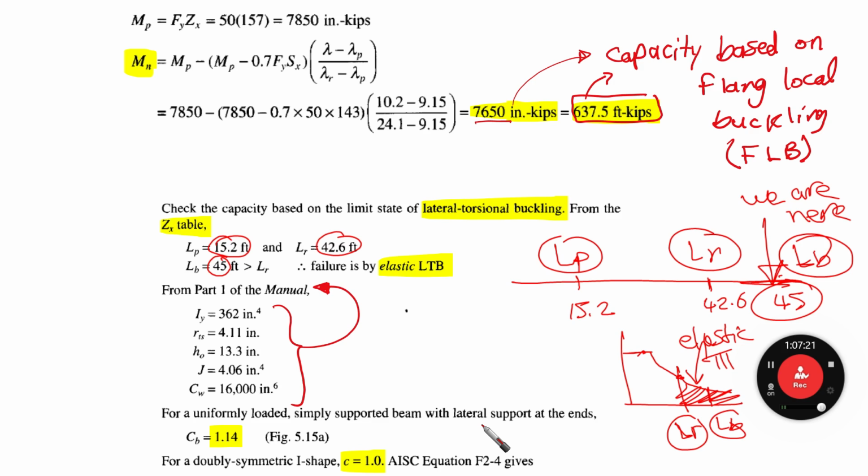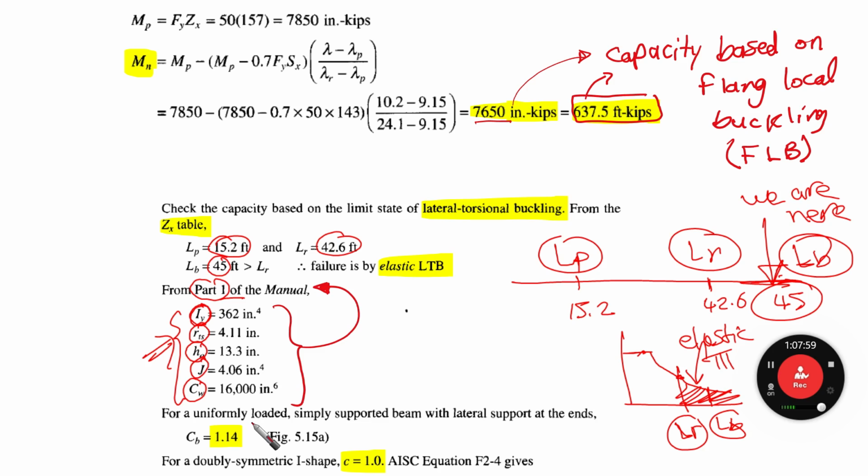Now from part 1 of the manual, you are going to find Iy, which is the least moment of inertia, rts 4.11, ho, J, and Cw. They are given in part 1 of the manual. Please stop the video, go to the manual, and check these values now. It is important to get familiar with the manual. Please check all of these values from your manual.